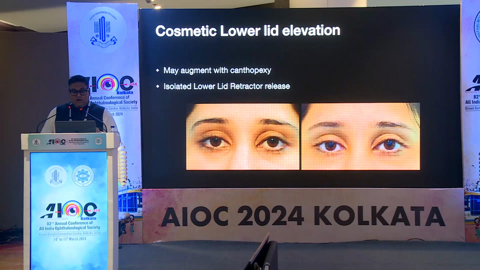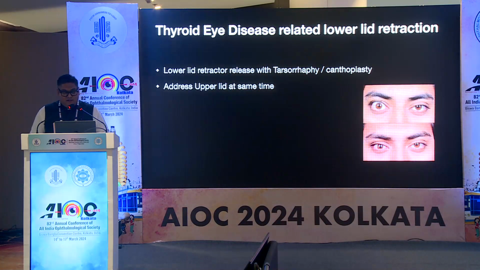Sometimes you wonder and look at the patient and say, what lower lid retraction? It's hardly visible, but it's there. That's the lower lid retraction, 2 millimeters. In these cases, all you need to do is an isolated lower lid retractor release with a lower lid frost suture for a week that stretches out the posterior lamella and corrects it.